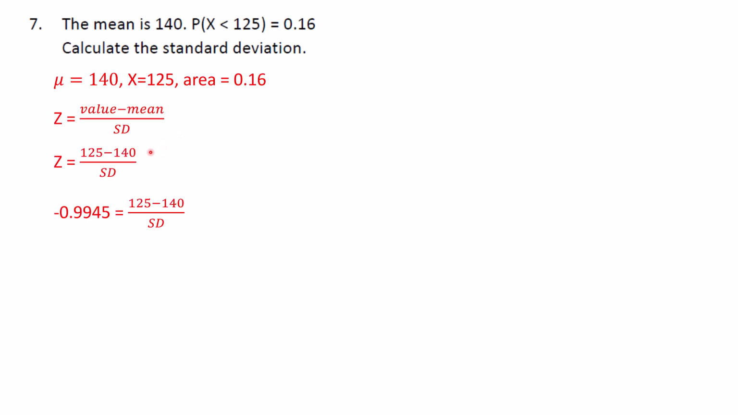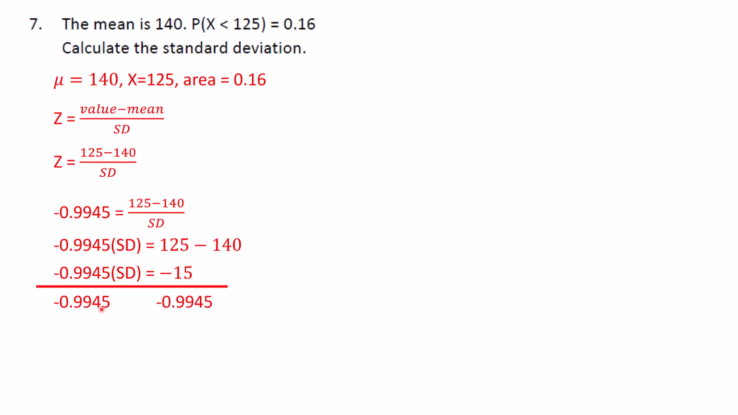So we have our z-score, we filled it in, and we have negative 0.9945. Now it's just a matter of algebra. I can just go ahead and substitute, multiply both sides by SD, the standard deviation, to get it up here. I subtract these two to get negative 15, and then I divide both sides by negative 0.9945, and I get that the standard deviation is 15.08.